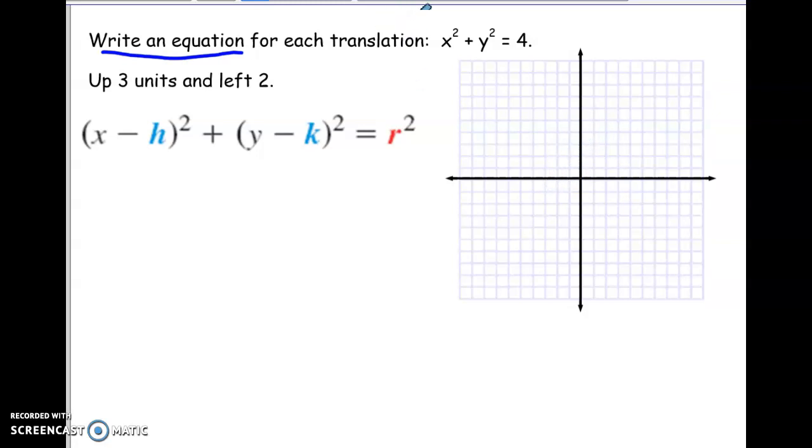Hopefully you got a chance to try it. So here we go. Basically this original circle, I know the radius is 2 and it would have a center right on 0, 0. Okay, so I'm going to draw this as best I can, but that's my original circle.